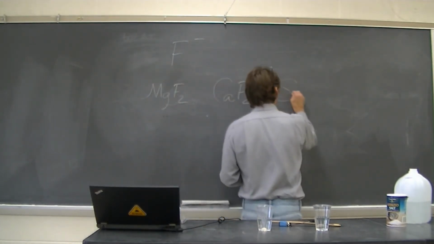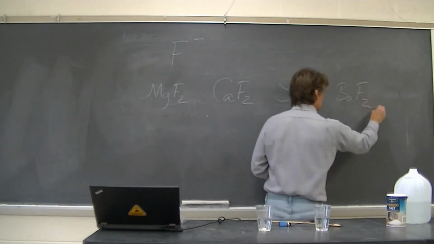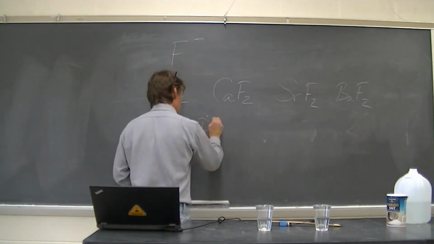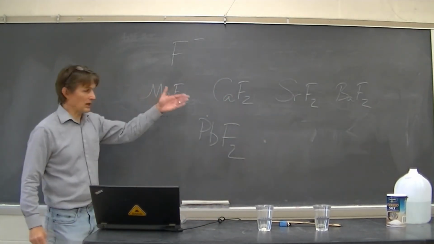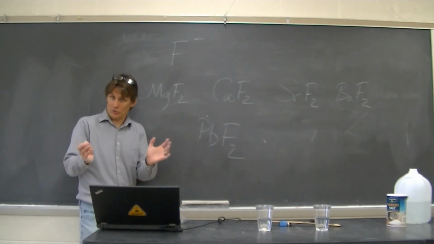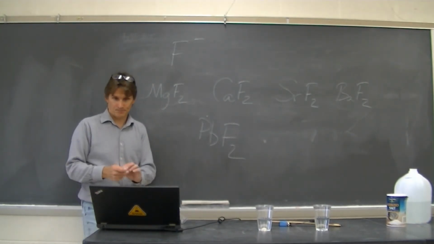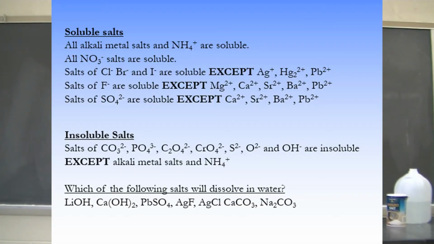Strontium fluoride, barium fluoride, and lead 2 fluoride do not dissolve. Any other ionic compound that has fluoride attached to it, you can assume is going to dissolve in water. The last rule in the soluble section deals with sulfates. Sulfates tend to be soluble.